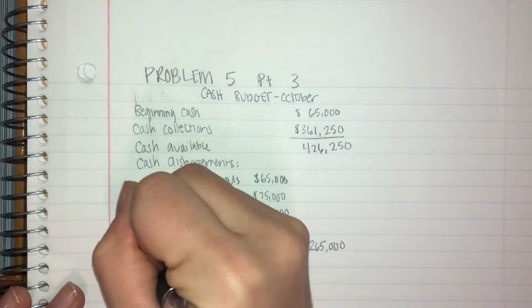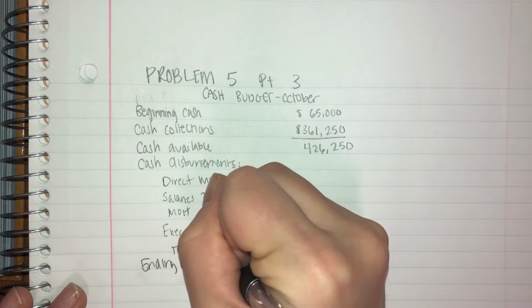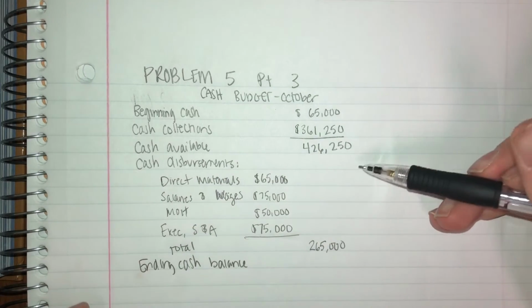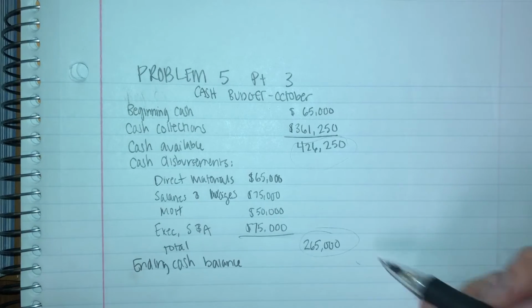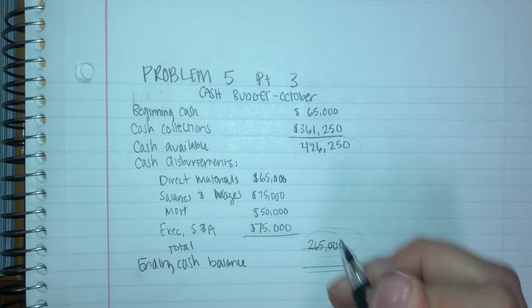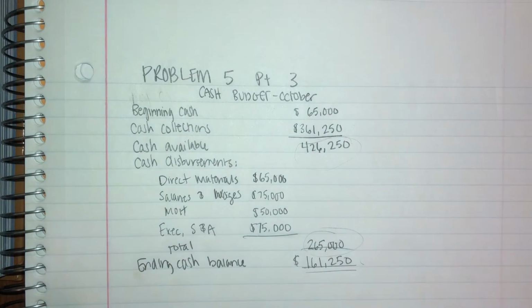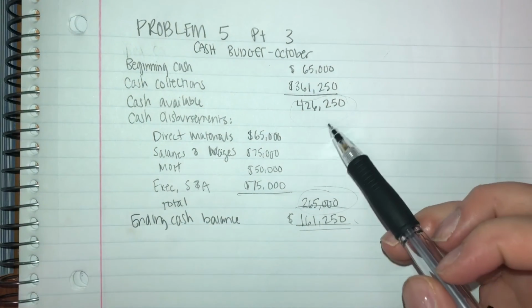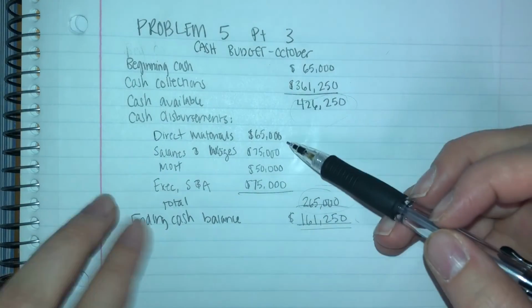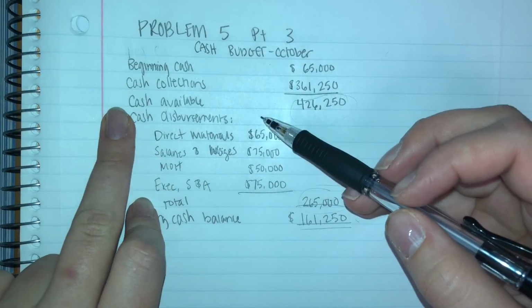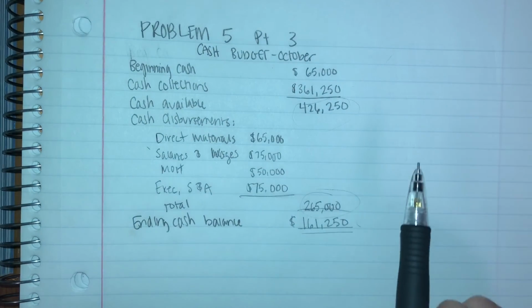Okay, so ending cash balance. How do I do that? Like I said, I like to keep my totals on the outside. So all I would do is just take away this number from this one. So my total would be $161,250. So that's pretty easy. The only thing that could potentially change, as I mentioned before, is that if they don't give you the cash disbursements broken out, we would just want that one number together.